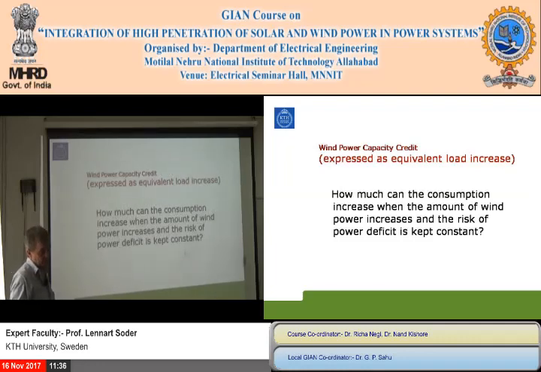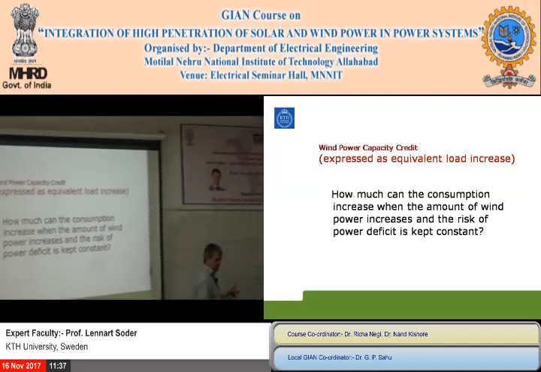Wind power, I will illustrate it here with just some drawings. Wind power capacity credit expressed here as equivalent load increase: how much can the consumption increase when the amount of wind power increases and the risk of power deficit is kept constant? And I say the risk of power deficit. Remember that the risk of power deficit is not the same as the risk that I will be curtailed.